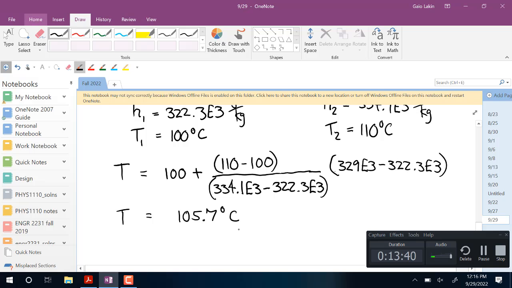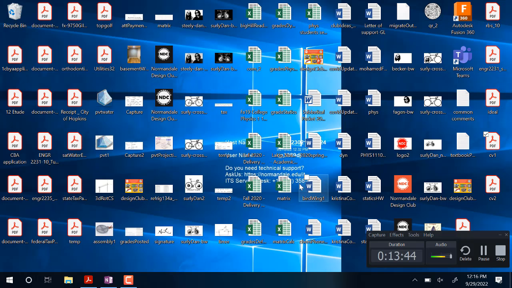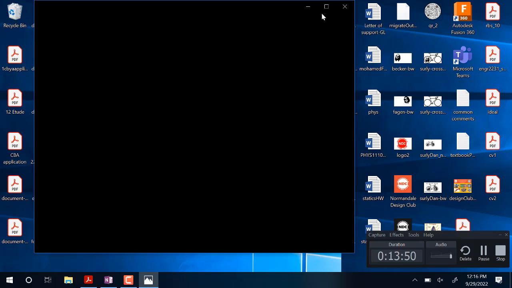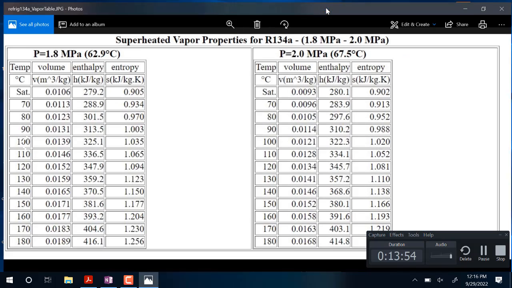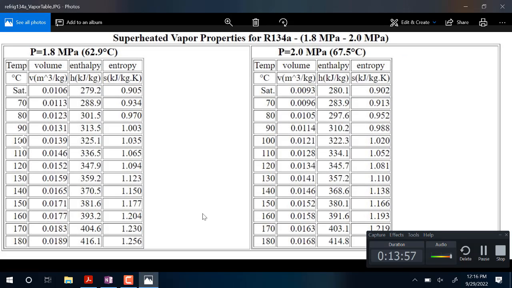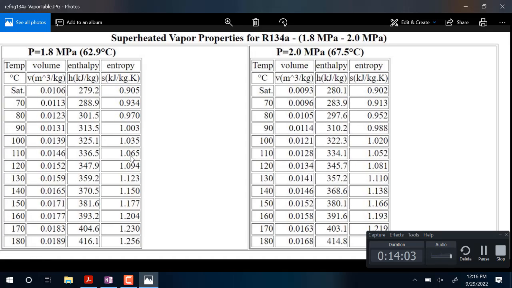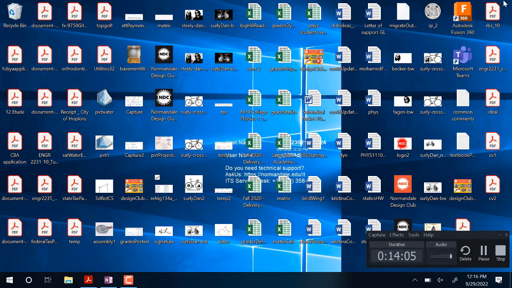So the speed goes way down, the pressure goes way up. We didn't look at what the temperature was before, but we are at a pressure of, this is vapor.